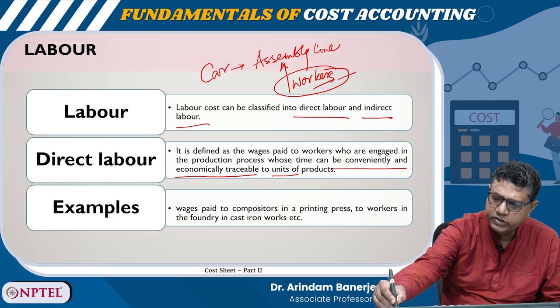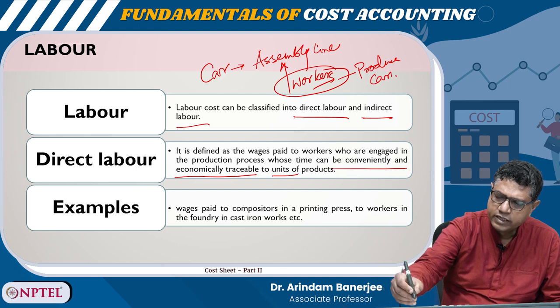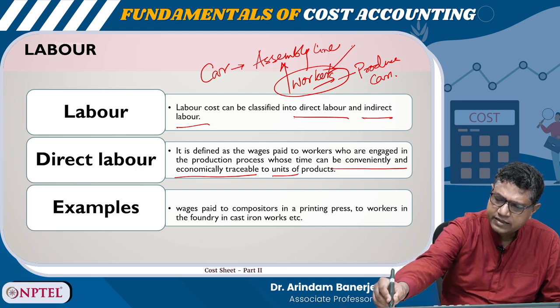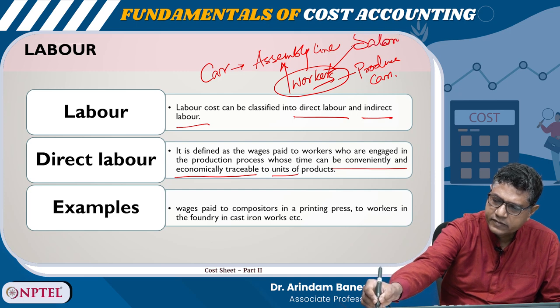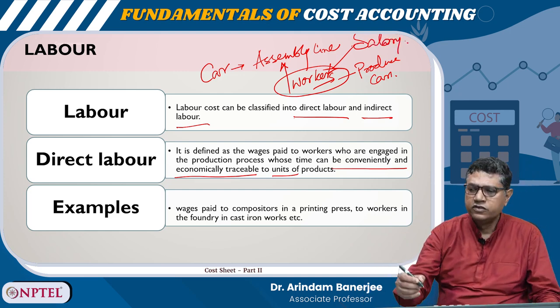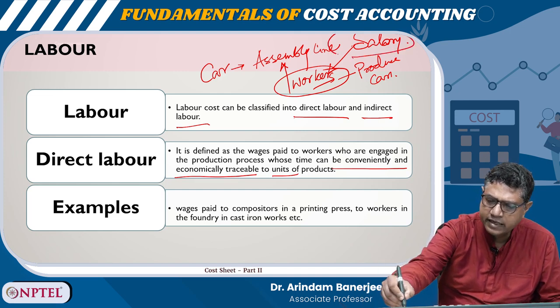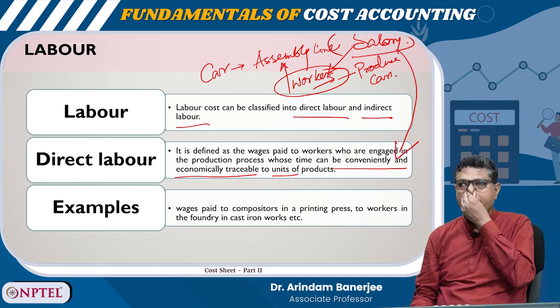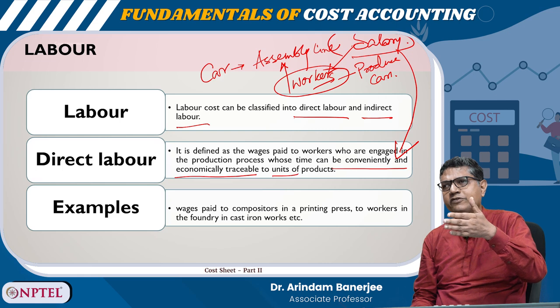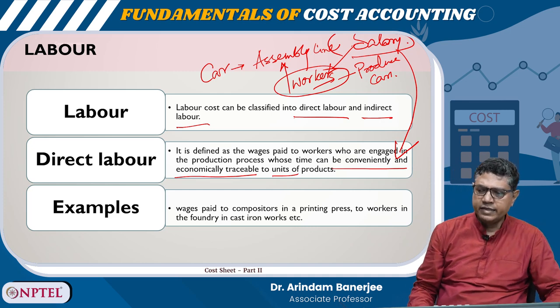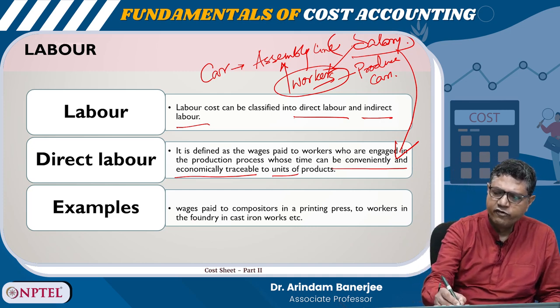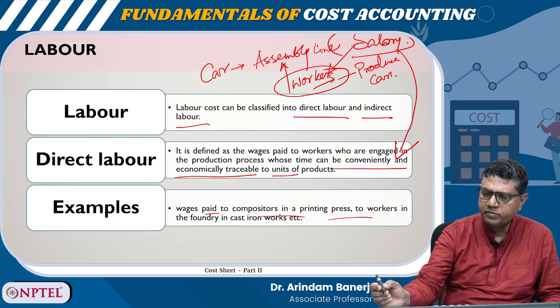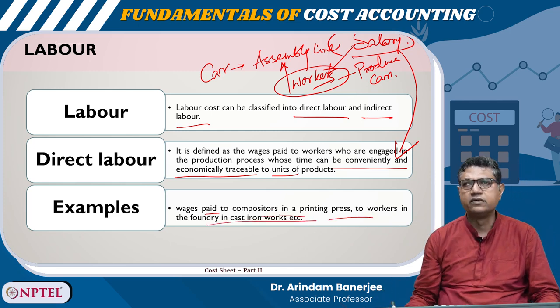Some workers work on this assembly line and produce cars, right? So these workers get salary. This salary they are getting is an example of direct labor, because I can trace the salary to the final product. Another example: wages paid to the compositors in a printing press, to workers in foundry and cast iron, etc.